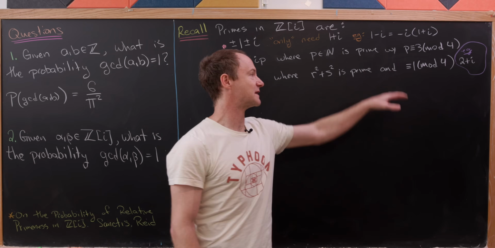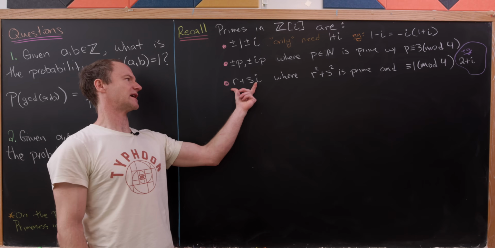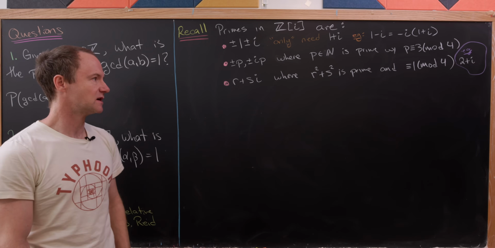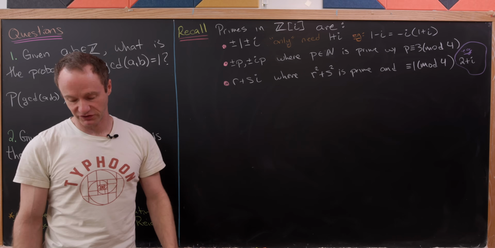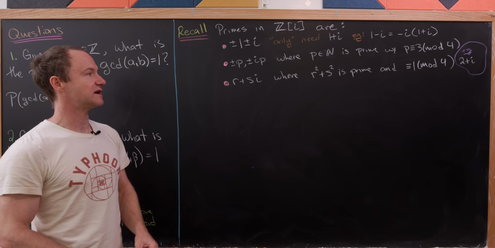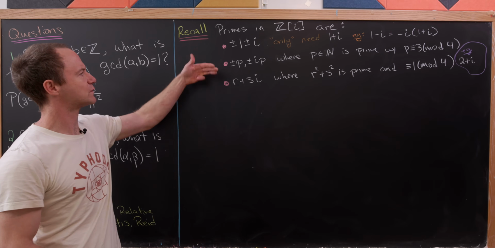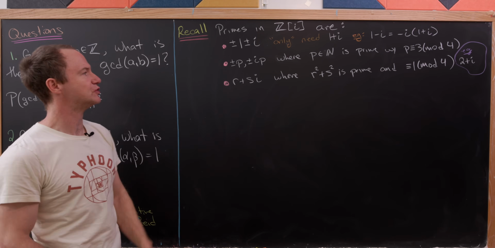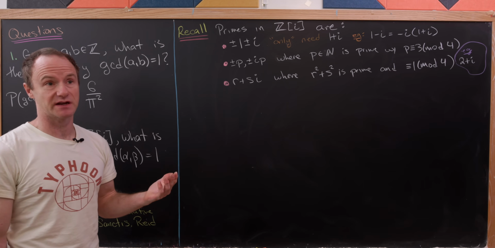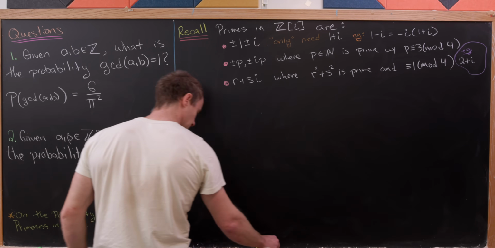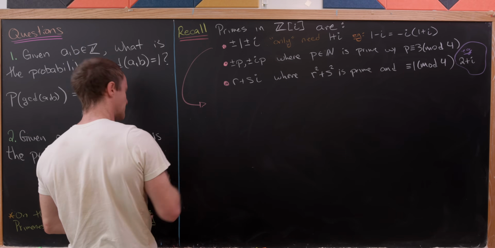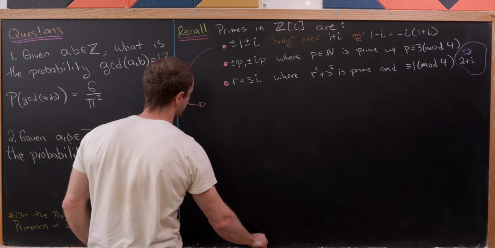And if you have a prime that's 1 mod 4, it will factor like r plus si times r minus si. I think that's hand in hand with this third type of prime. Okay, so now what I'd like to do is look at when these first two types of primes divide certain Gaussian integers. So let's take this first one first, and that would be the following question.